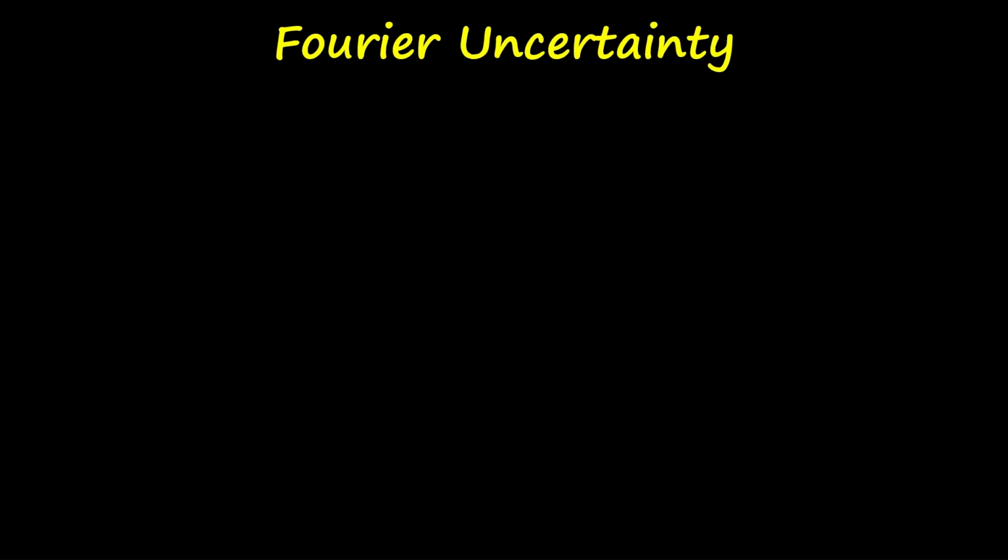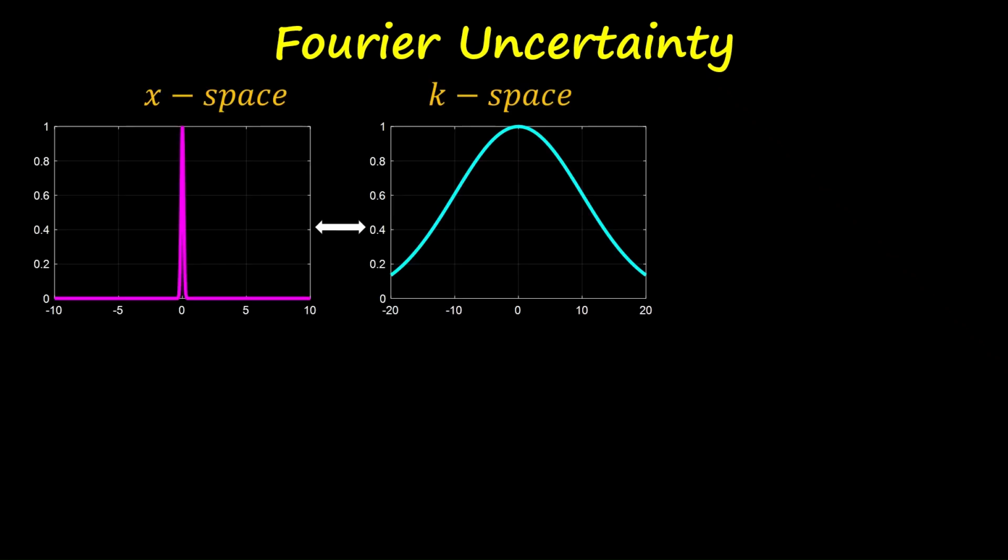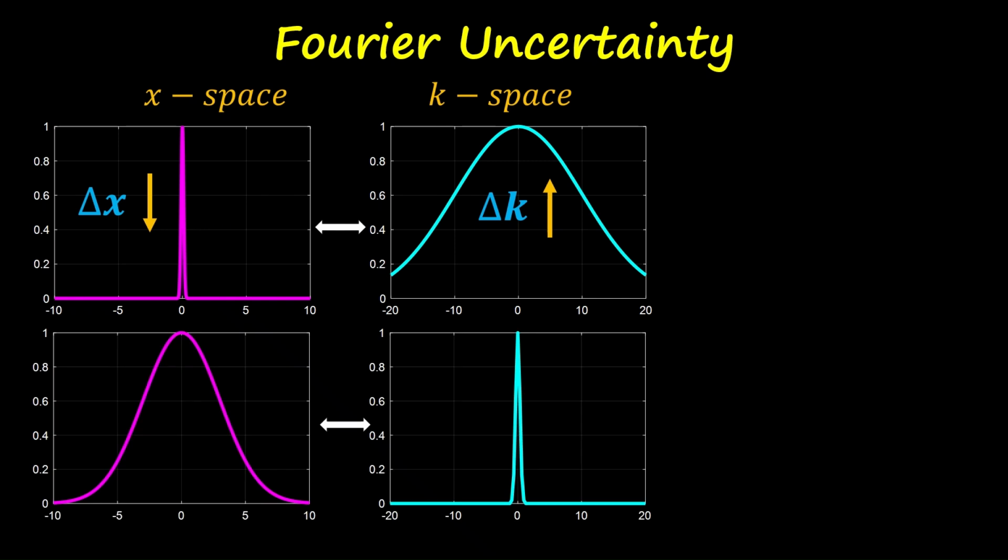Now, let us see what happens to the spread when we do the Fourier transform. In this example, I have taken the spread in position to be small, and when we do the Fourier transform, we can see that the spread in the wave number is large. And in the second example, we can see that the spread in the position is large, but in the corresponding Fourier transform, the spread in the wave number is small. So from these two examples, we can say that if a function is localized tightly in the position space, its Fourier transform must be spread out in the wave number and vice versa.